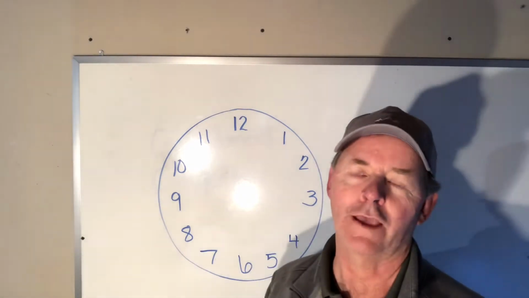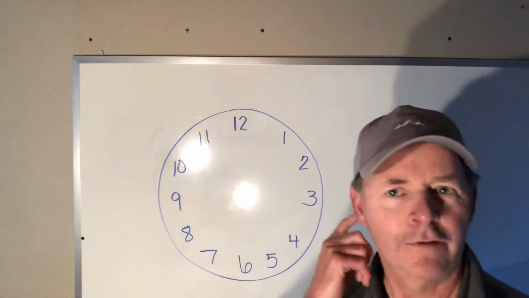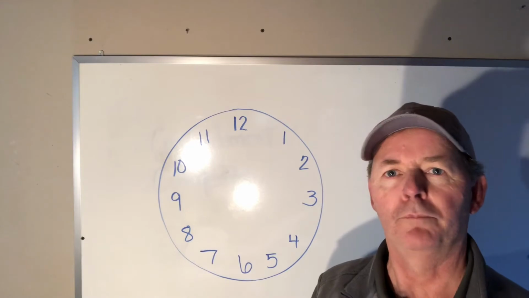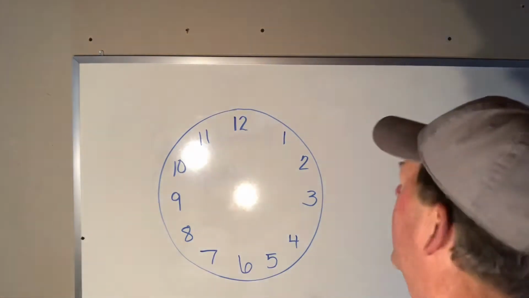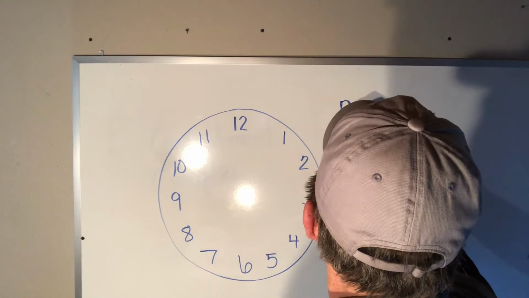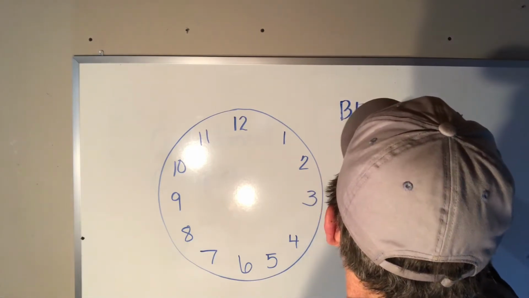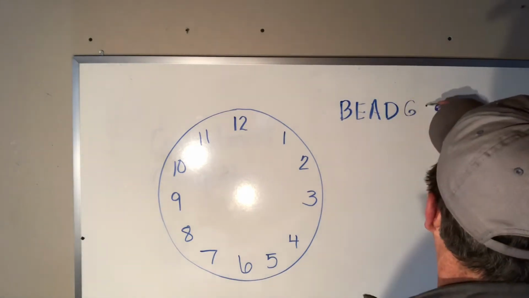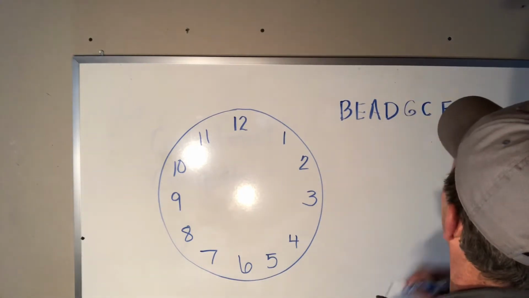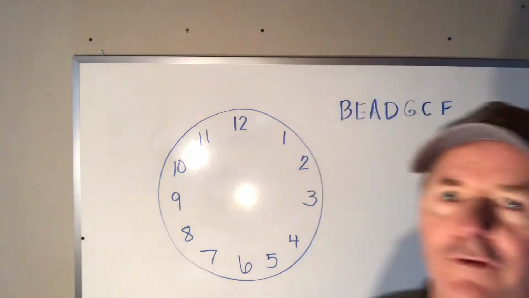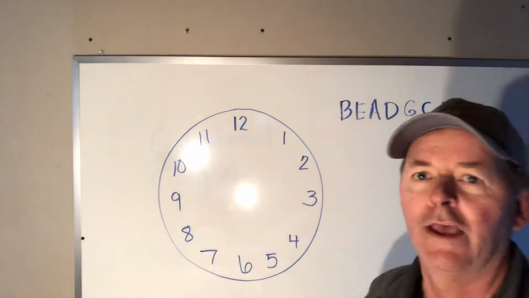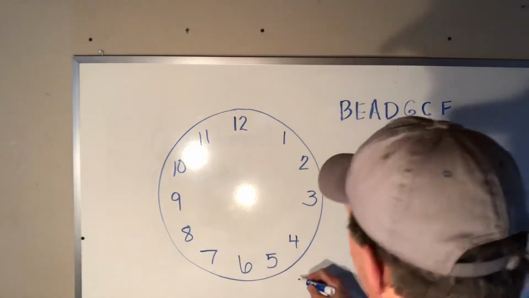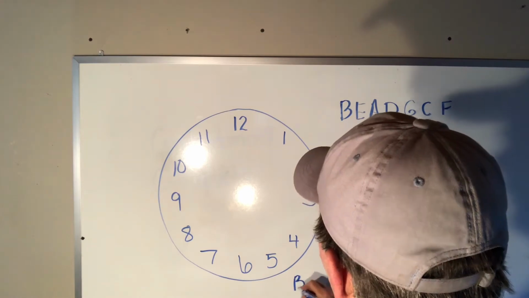So this is what we're looking at, and we're going to begin by using the word bead, like a bead you wear around your neck. That would be B-E-A-D. And then girls can fly. Girls can fly. So we have bead, and then girls can fly. And we're going to start at 5 o'clock. And at 5 o'clock is a B. So we're going to put a B there.